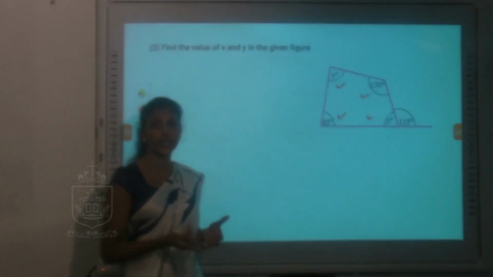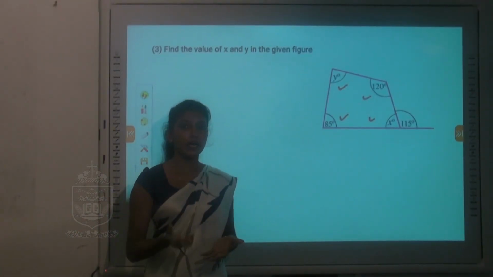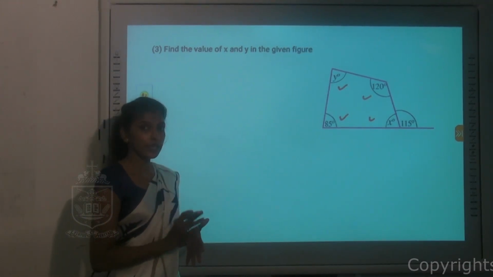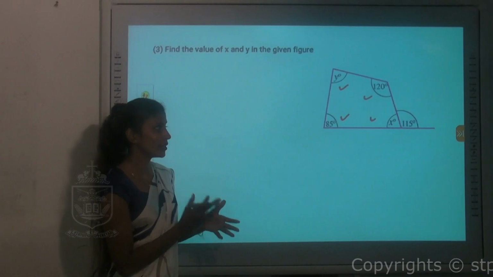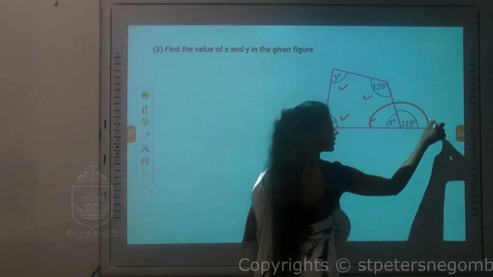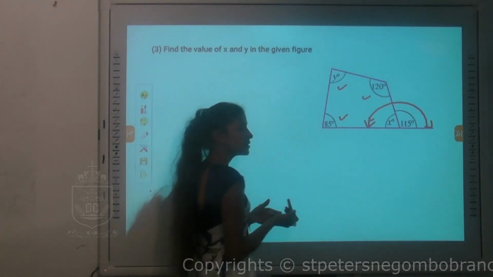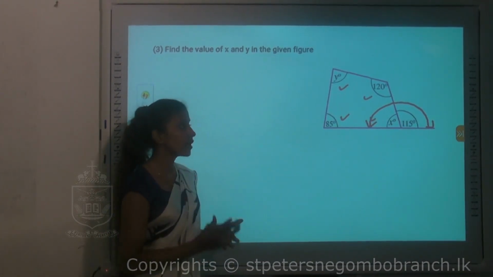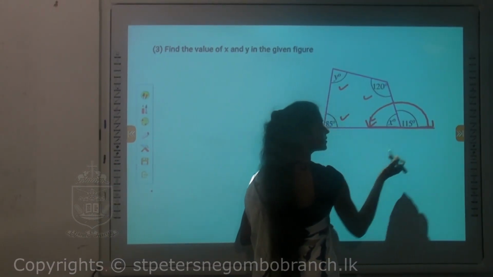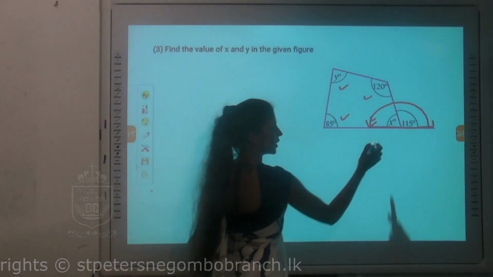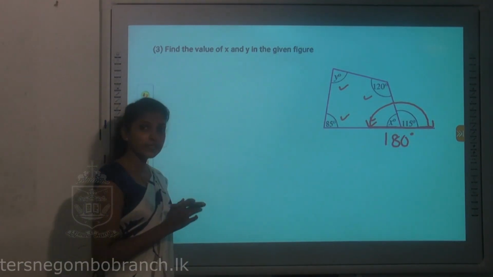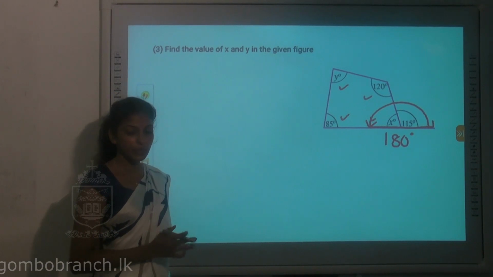You know that you can't find an answer when you are having 2 unknowns. So, you all have to find the X value first. By looking at the diagram, you all can see finding X is easy. Now, what is this? It is a straight line. We know that the sum of a straight line is 180 degrees. So, by applying that condition, we can find the value of X.